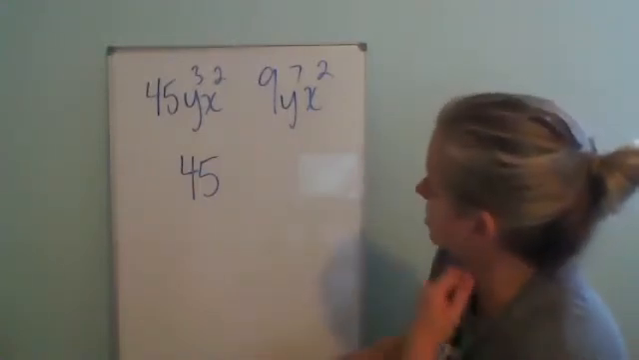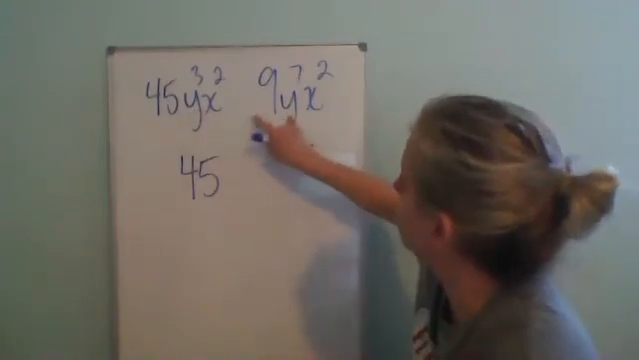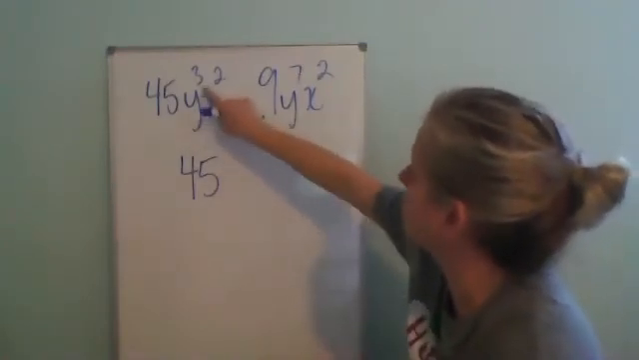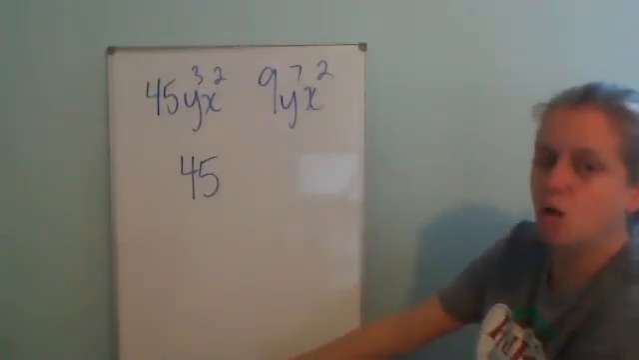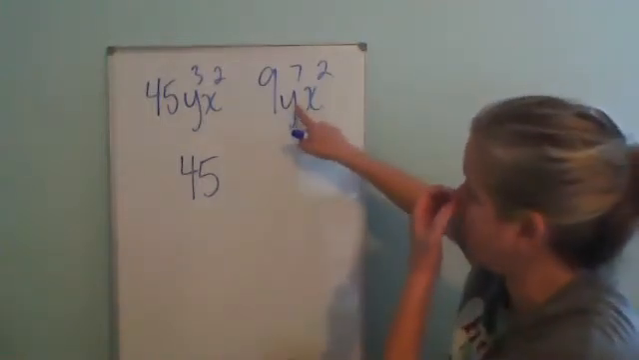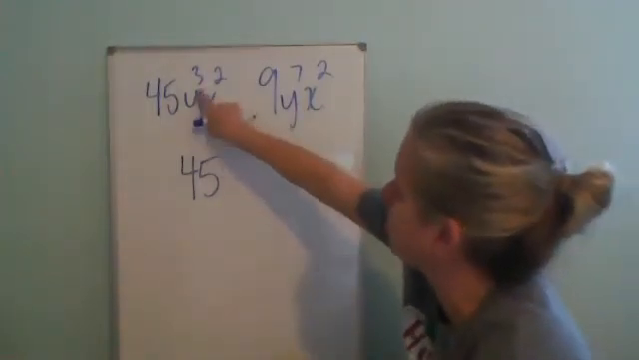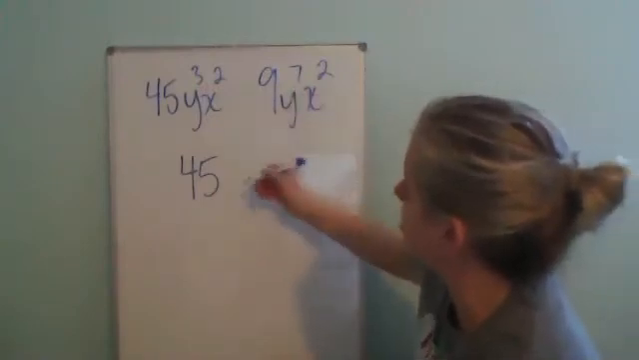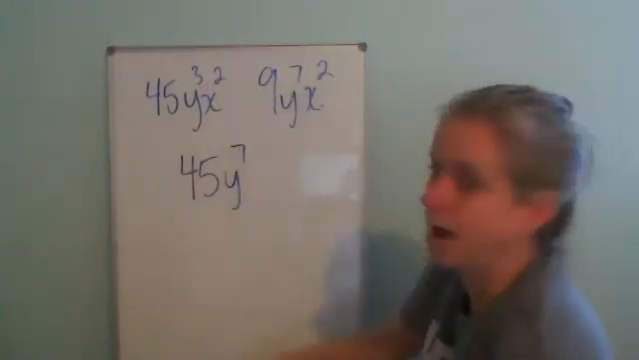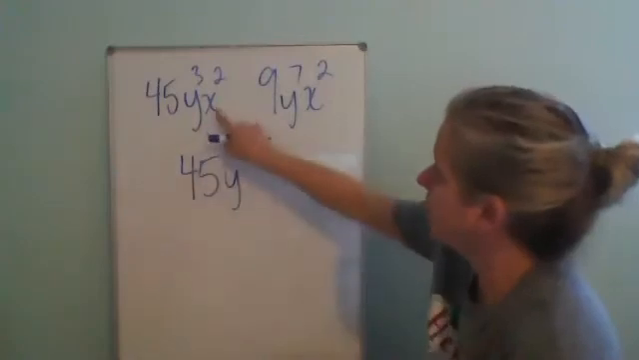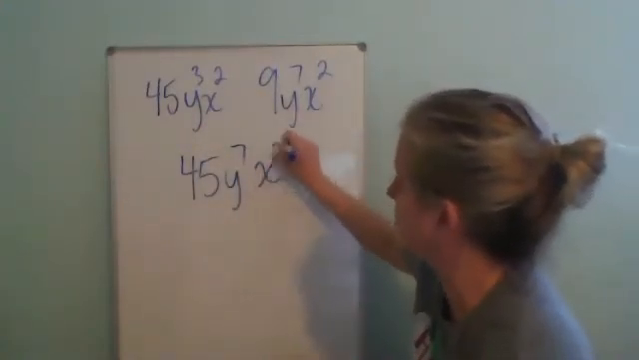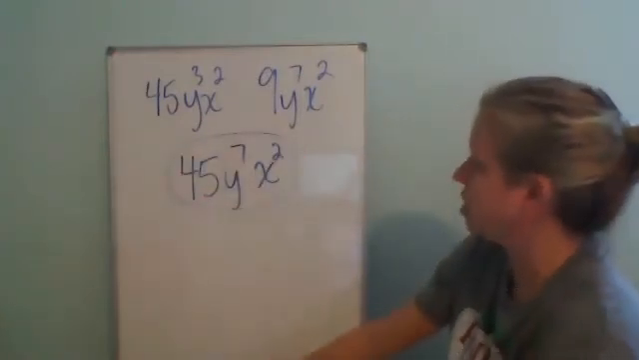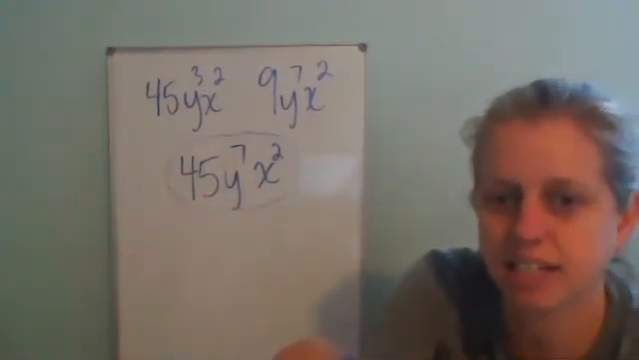All right, now let's see. Dealing with my y's here. I've got y to the third and y to the 7th. Now remember this simple shortcut. When you're finding the least common multiple with exponents, you just pick whatever the highest exponent for that letter is. So if I've got y to the third and y to the 7th, the highest one would just be y to the 7th. Here I have x squared and another x squared. So the highest exponent is that 2. So 45 y to the 7th x squared.